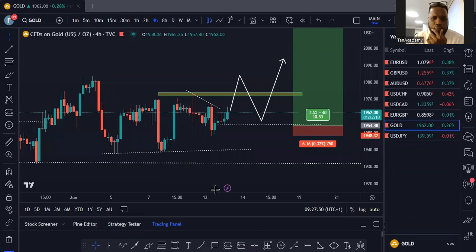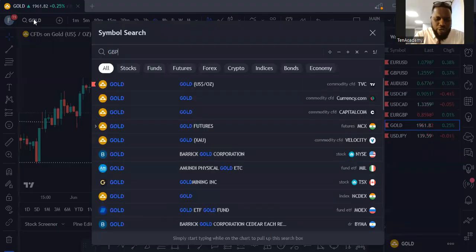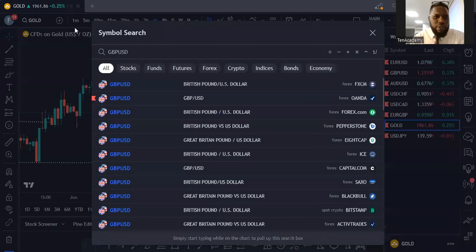Okay, now another pair. So I can see GBP USD. Okay, good, John, good. So let's check out GBP USD. Now, GBP USD has been playing out to the letter.